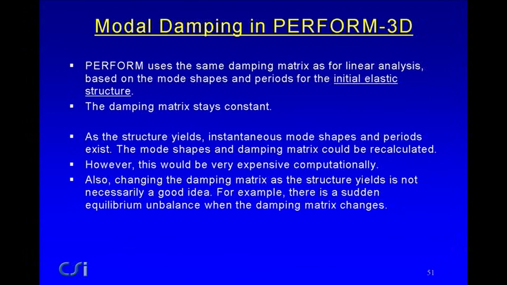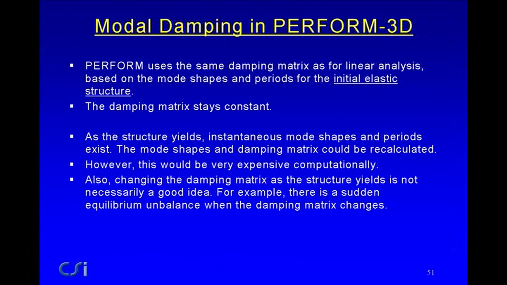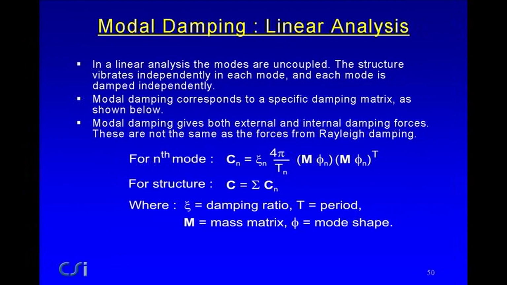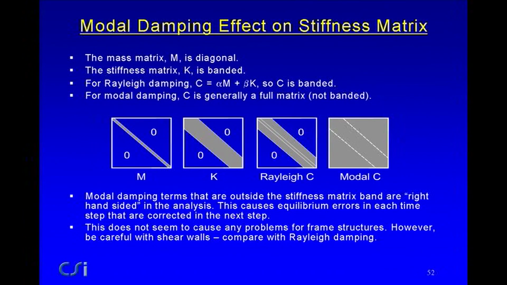What you can do in Perform is say, okay, let's use that same damping matrix that you would use if it was linear. You can use the same damping matrix based on the mode shapes and periods for the initial elastic structure, and this damping matrix stays constant. Then if you wish, you can specify, maybe calculate 20 modes and then use 5% damping over those modes using this damping matrix. And it seems to work okay. But there are some things that happen.